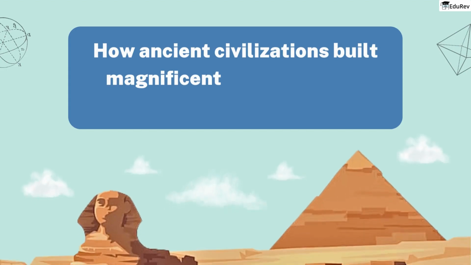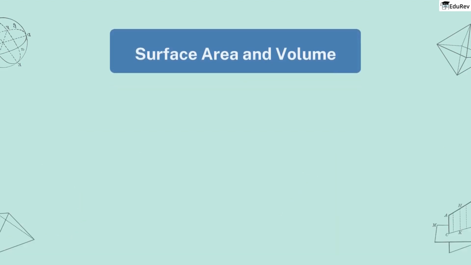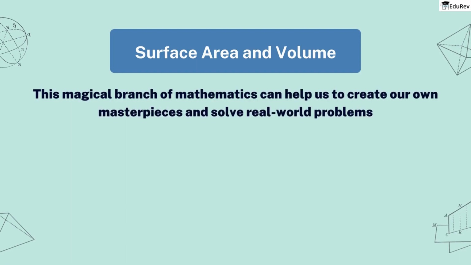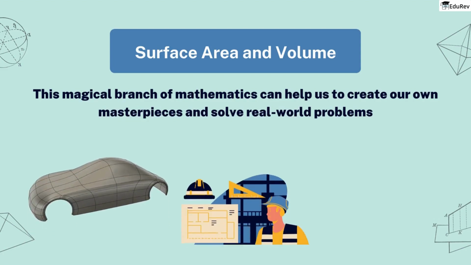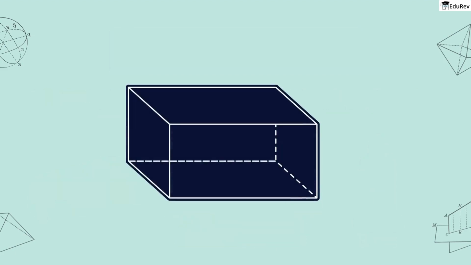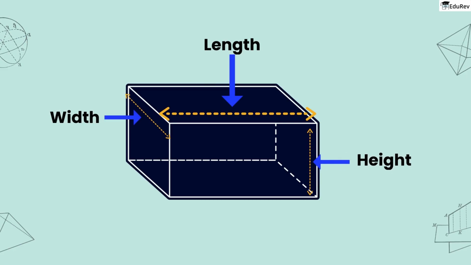Hey students, ever wondered how ancient civilizations built magnificent structures like the pyramids? It all started with the fascinating concepts of surface area and volume. This magical branch of mathematics can help us to create our own masterpieces and solve real-world problems in design, engineering, and even space travel. Solid shapes are three-dimensional objects that have length, width, and height.